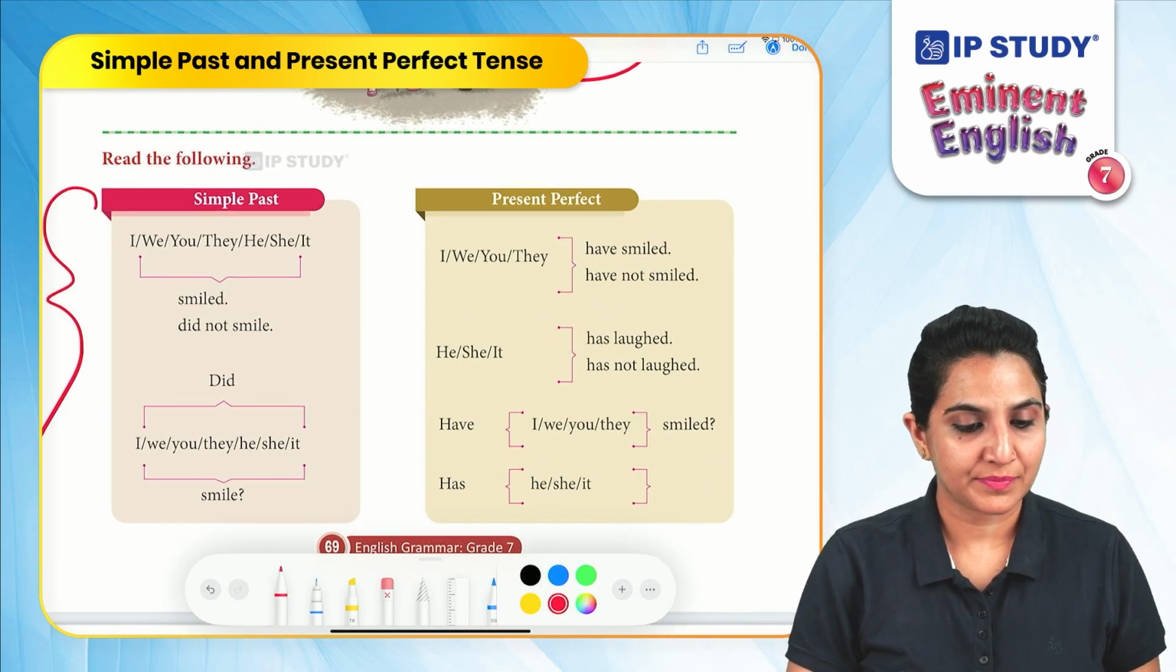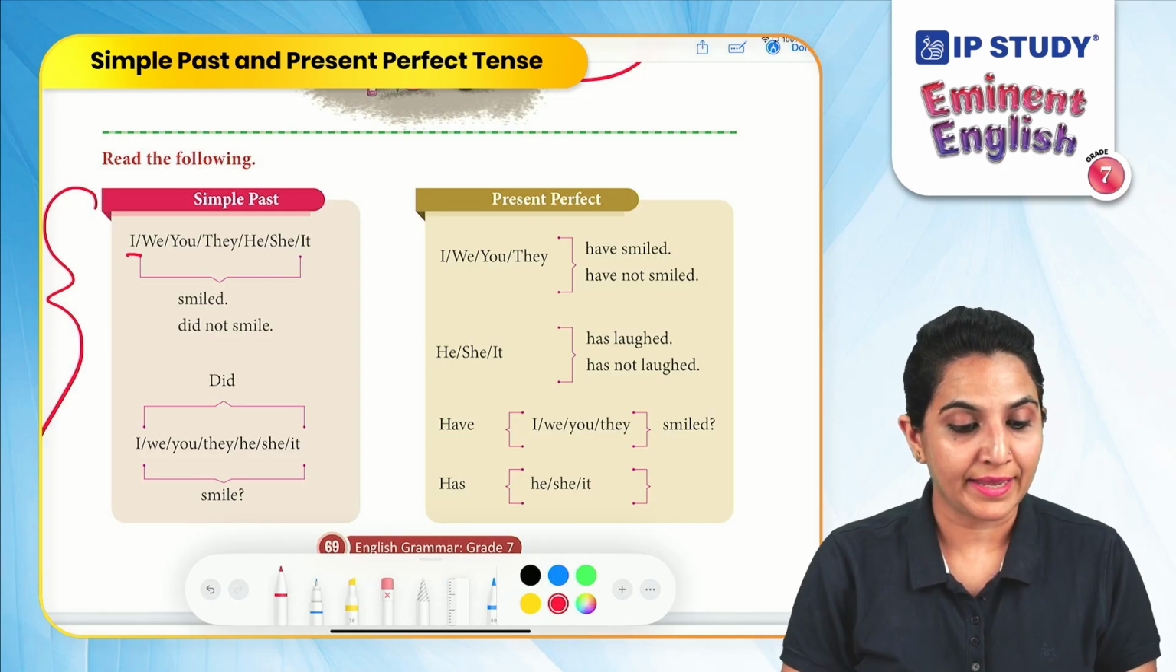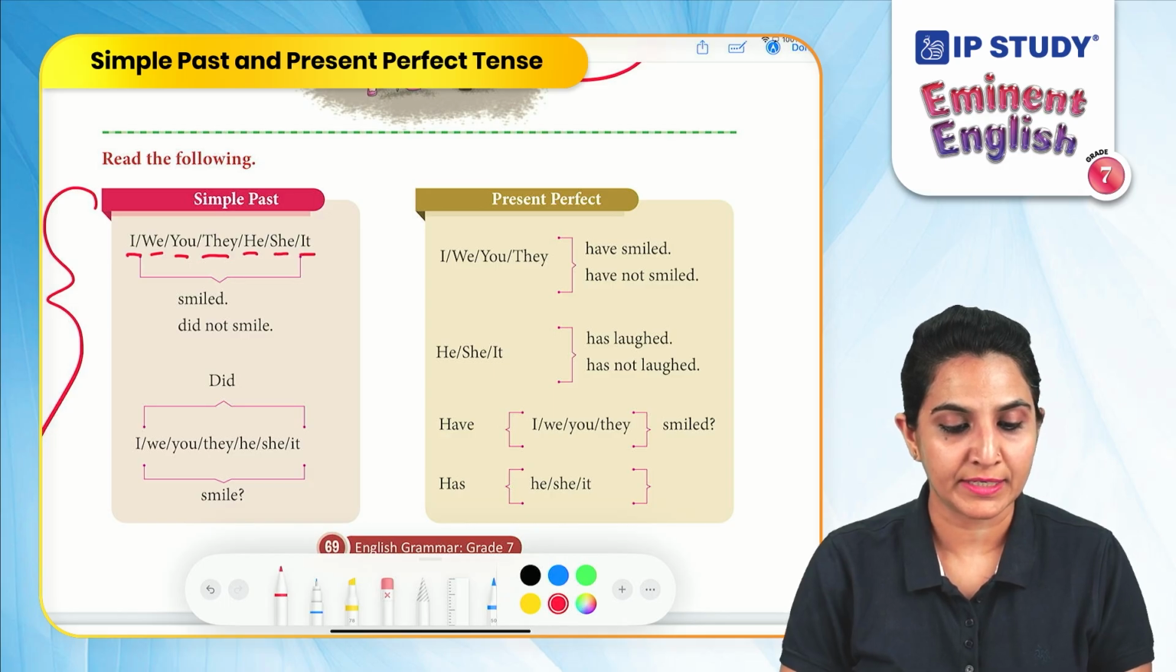Simple past. While using simple past with the first person, like I, we, you, with plurals, they, or with the second person, he, she, it, we simply use the verbs like smiled or did not smile.